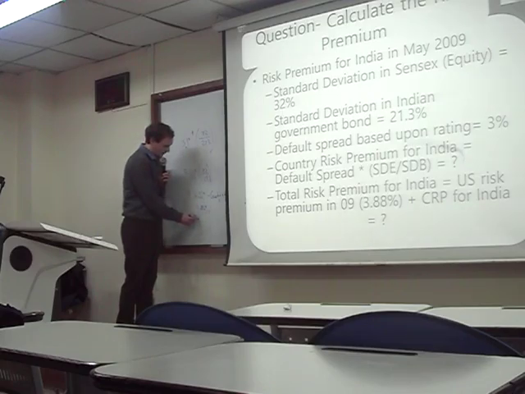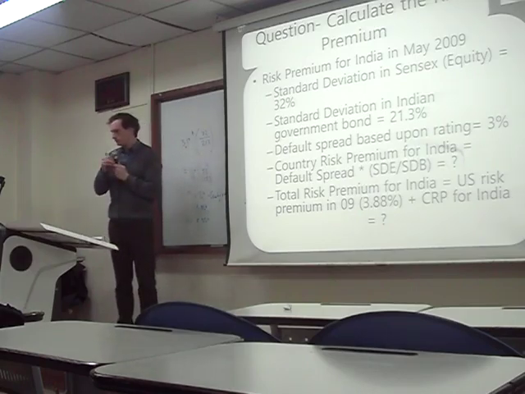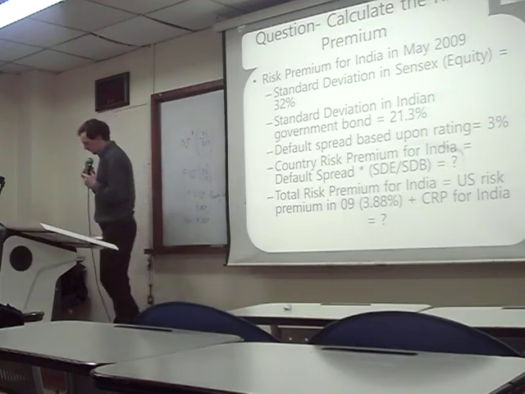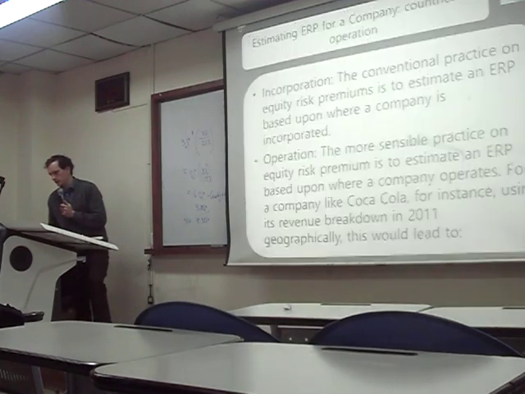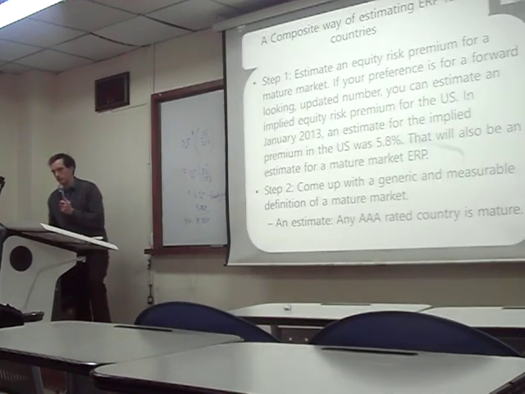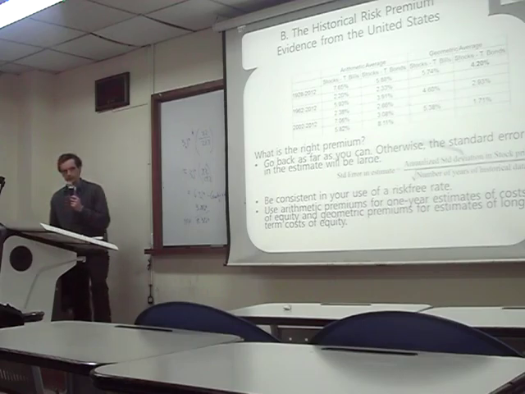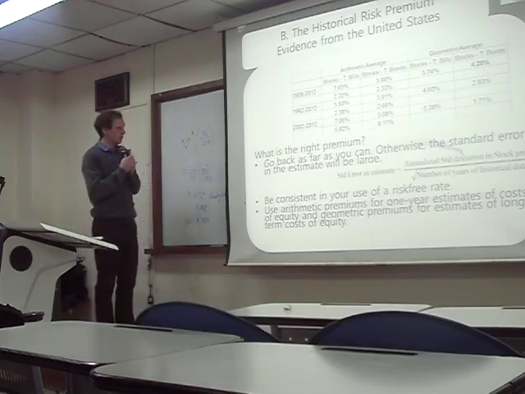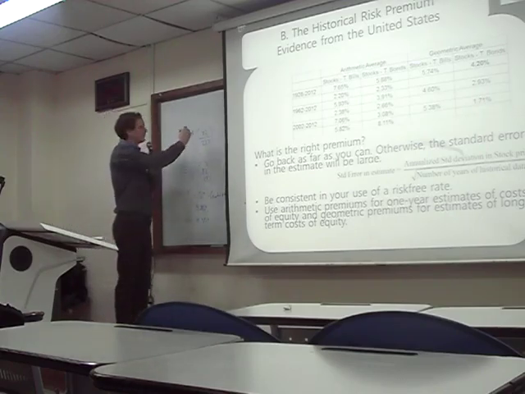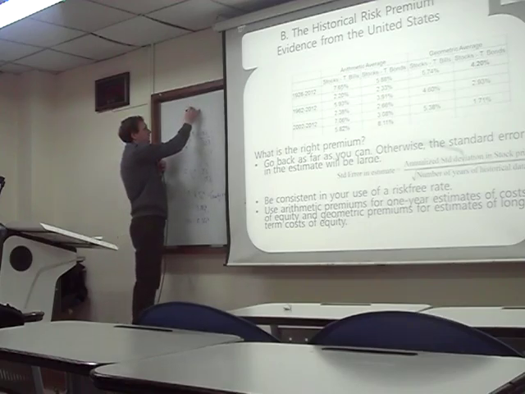Do you understand country risk premium? Premium means extra. How much extra is the risk in India compared to the United States? 4.5%. So we need to add this to the risk for the United States, and we get the total risk premium, okay? That is 8.38%, okay? So that's a historical way to calculate. Do you have any questions about the historical calculation?